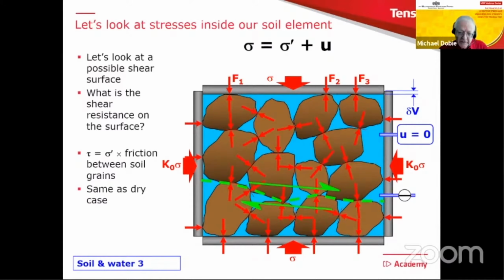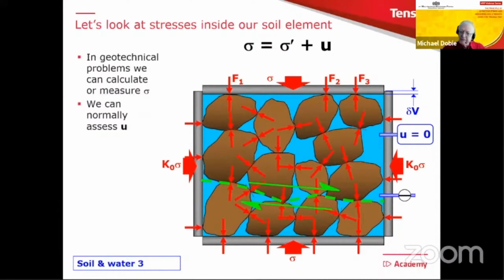So I hope that's been a fairly reasonable explanation as to what's going on inside our soil element. Just one important point to make, and I'll make this point again shortly, is that in geotechnical problems, we can normally calculate or measure total stress fairly easily. And we can often assess pore pressure. But the only way that we get to effective stress is to get the two of them and subtract one from the other. We can never get it directly. This is a rather important point when we're looking at any kind of stability problem.